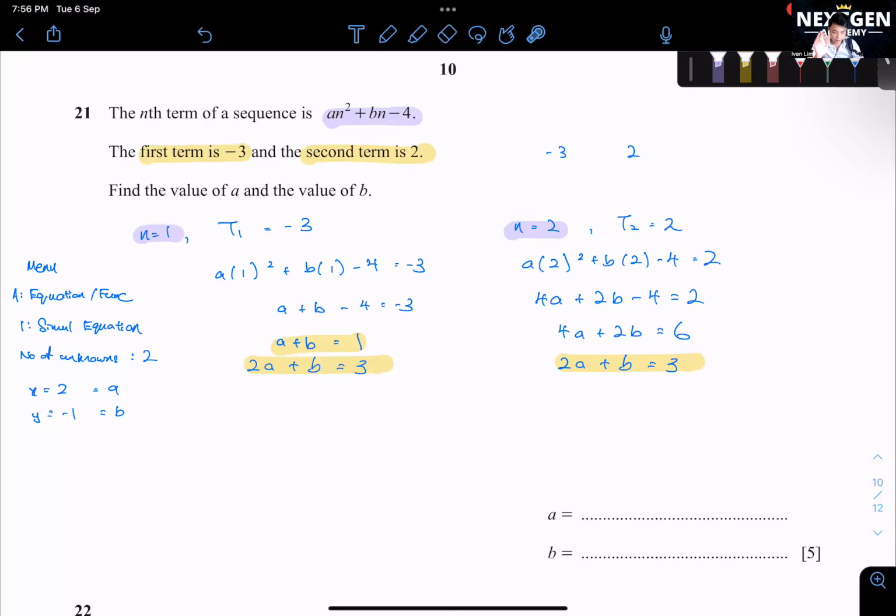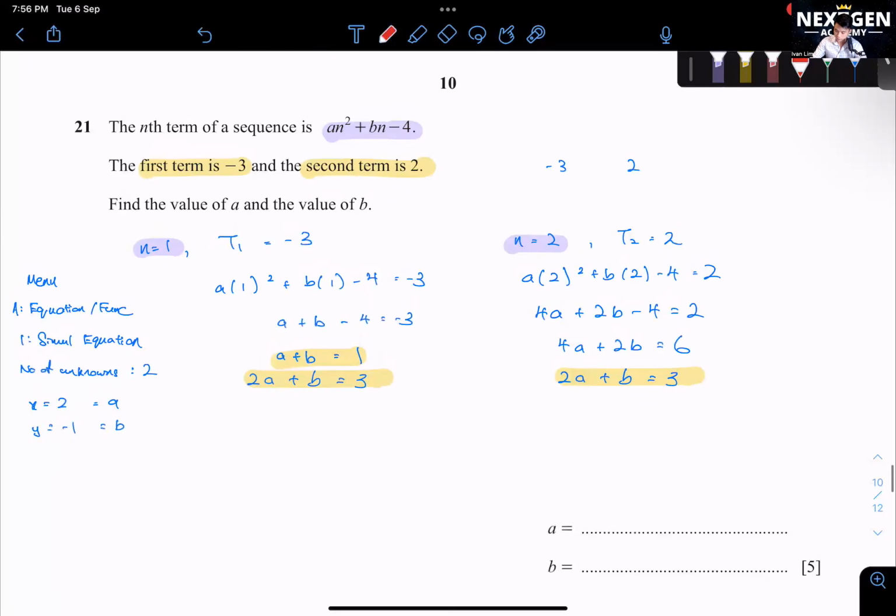Okay, simultaneous equation. For those who don't know how to do simultaneous equations, go to 2.7, simultaneous equation. This one, both core and extended, 100% will come out. In fact, you all have been learning this since year 7, 8, 9.